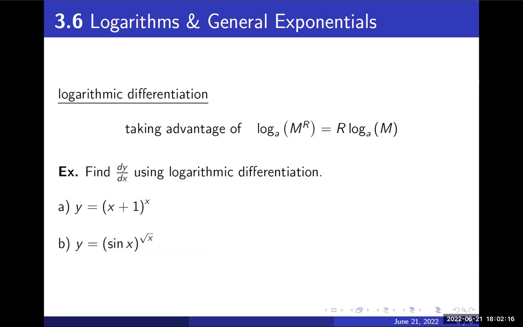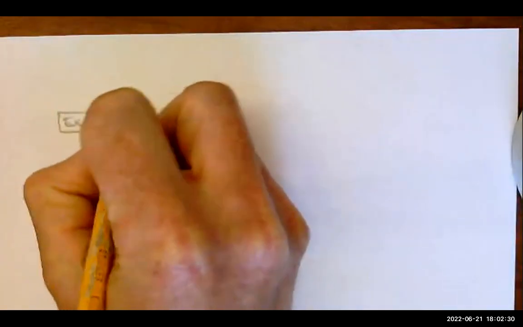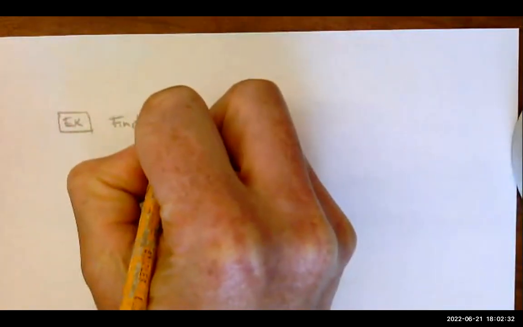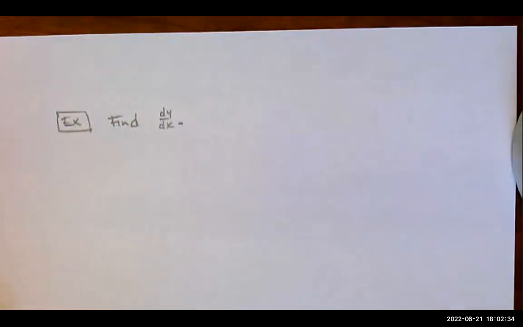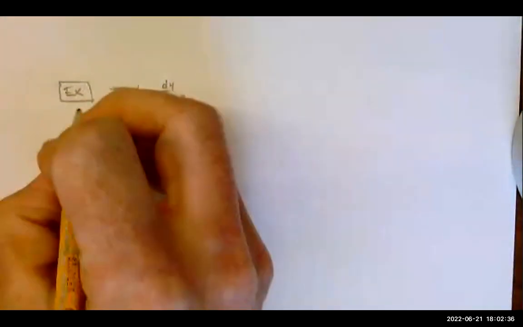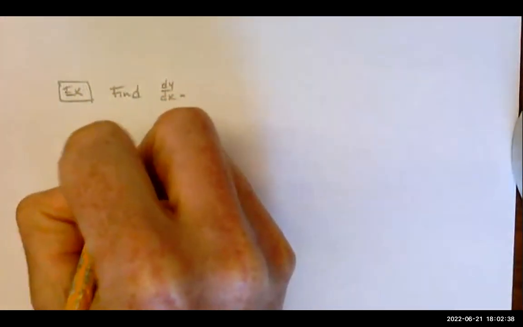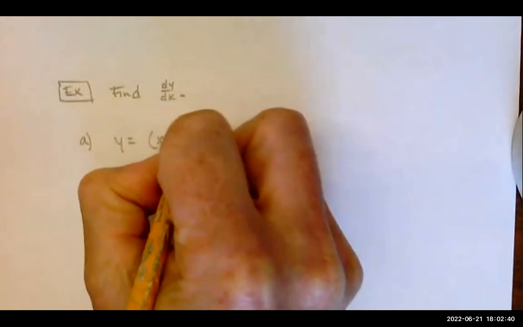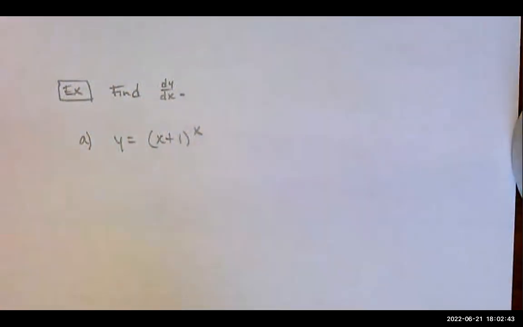Let's check out the first one. I think we can fit that in. Let's look at y equals x plus 1 raised to the x. Find dy over dx, the derivative, using logarithmic differentiation. We say, part A, y equals x plus 1 raised to the x.